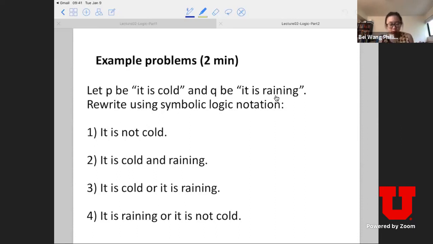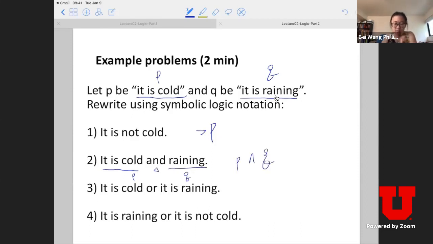All right, so let P be a variable representing the statement it is cold, and Q be the variable representing the statement that it is raining. Now we would like to rewrite them using logic notations. So P is it is cold, Q represents it is raining. So it is not cold corresponds to the negation of statement P. And the second one, it is cold and raining. The first part is P and it is raining is Q. So this is the AND operation. So we have P and Q.